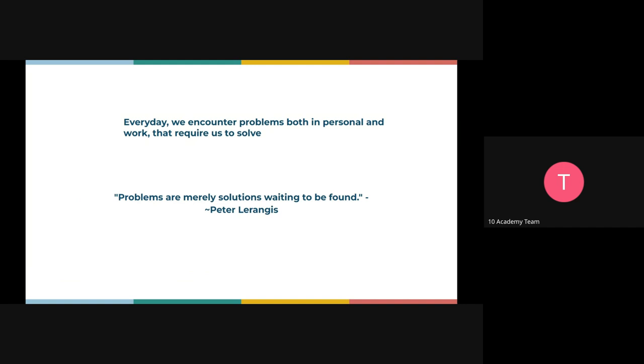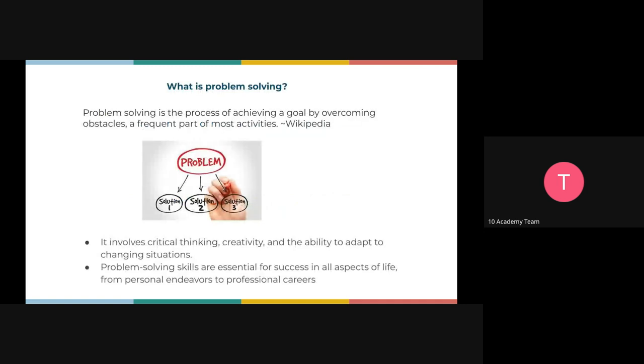So under this, we're going to just look at one framework this time. And I think it's the global framework. But like I mentioned, every day we encounter problems, and it could be personal or just related to work. But the mindset to have whenever we're experiencing a problem is to take it as an opportunity to create solutions. So Peter said that problems are merely solutions waiting to be found. So basically what problem solving involves is just what steps to take for you to overcome different obstacles.